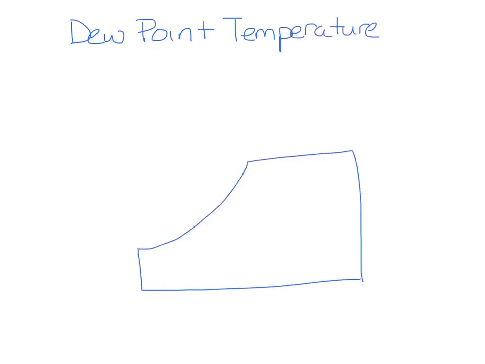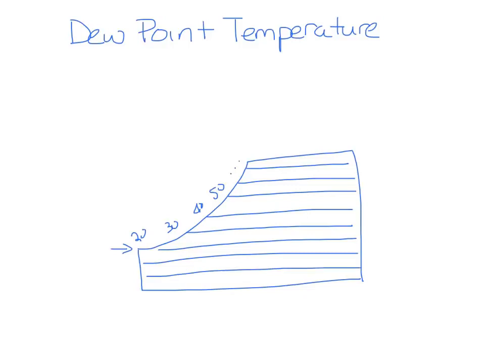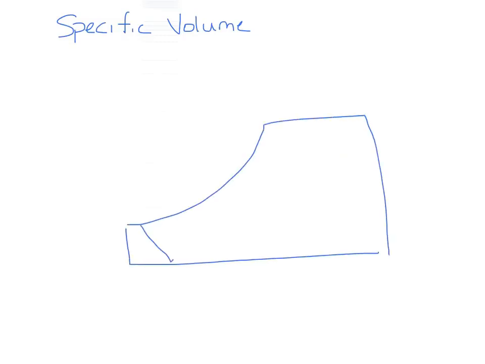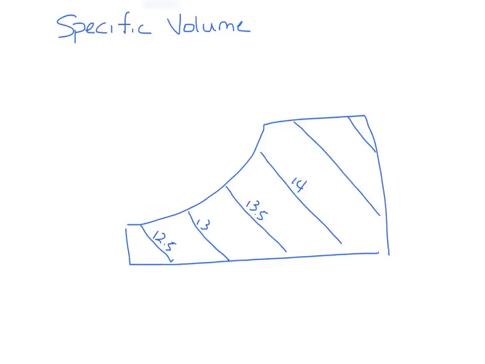The dew point temperature is the temperature at which water will begin to condense out of moist air. It's represented on the 100% humidity line, and it's read horizontally on the psychrometric chart like this. Now let's move this out of the way and get to specific volume. The specific volume of air is the volume that a certain weight of air occupies under specific conditions. Specific volume is shown with diagonal lines like this. The units are cubic feet per pound of dry air, so it's 12.5 cubic feet per pound, 13, 13.5, 14, 14.5, and 15, like that.